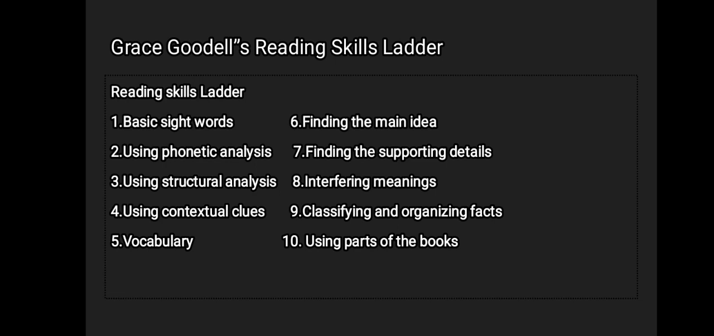So number 9 is classifying and organizing facts. This is separating information, regrouping them, and then deciding how to organize and use them. And lastly, number 10 is using parts of the book. These include the front matter, the body, and the back. And that's all. Thank you.